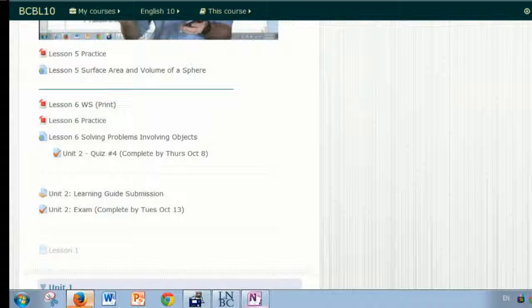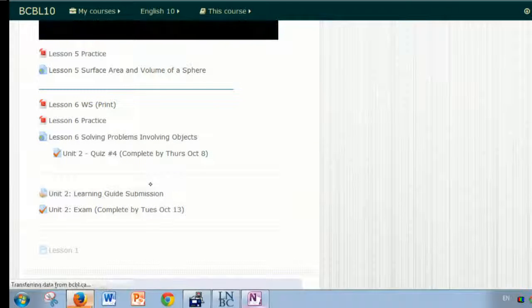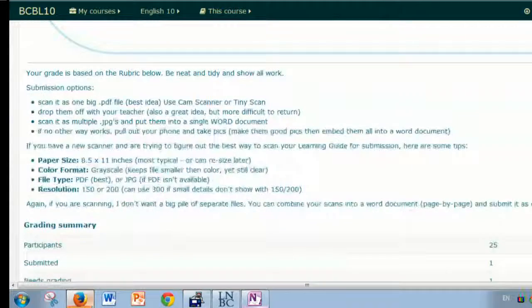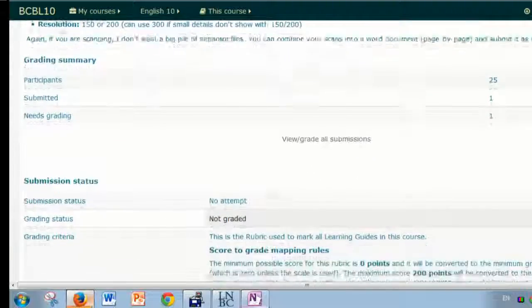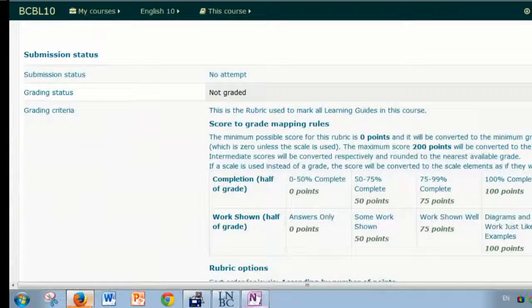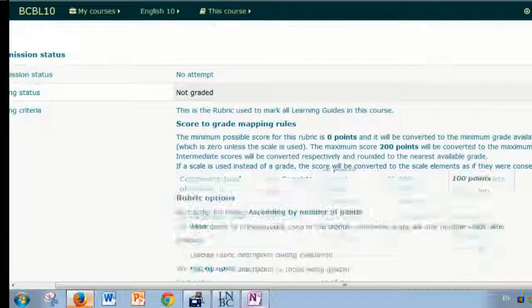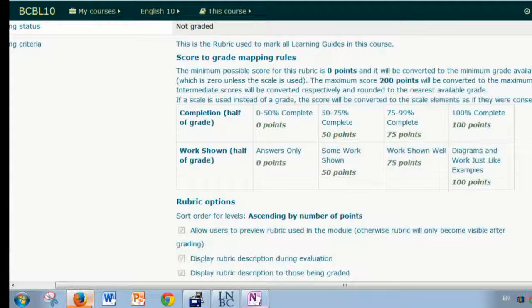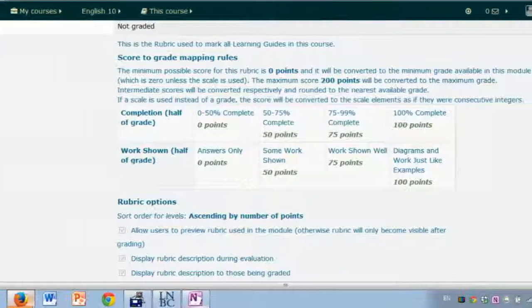Then we have the learning guide submission. Like we did for the review at the beginning, there's a little video here that explains things. Basically all you need to do is have one file. At the very bottom of the page, you're going to have an add submission button. You click on that, find the file with all of your work, and upload it. This is the rubric we're going to use to mark that. There are some marks for completion, and some marks for showing your work.